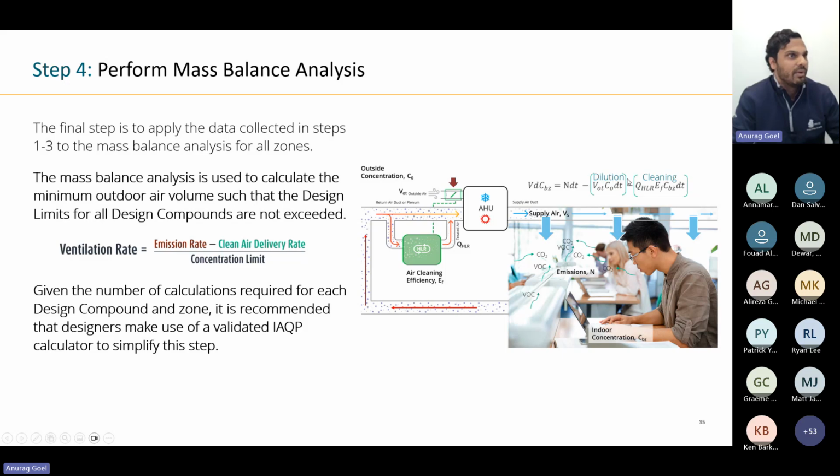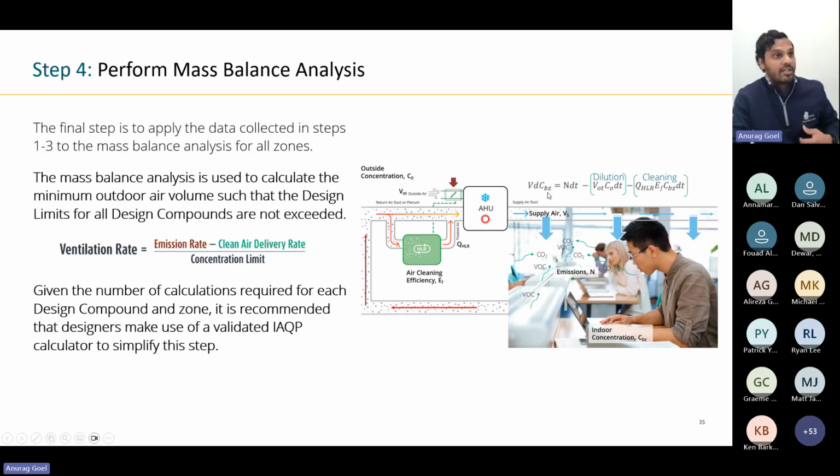So this calculation, what we're doing is we're balancing the total load of a pollutant. So that's N. We're balancing the total load of a pollutant using outdoor air, so that's labeled as dilution, and air cleaning, so that we're always below the concentration limit of that said contaminant at the breathing zone. So CBZ is a concentration limit. If you can follow my mouse here, I'll hover over the different variables as I explain them in more detail.